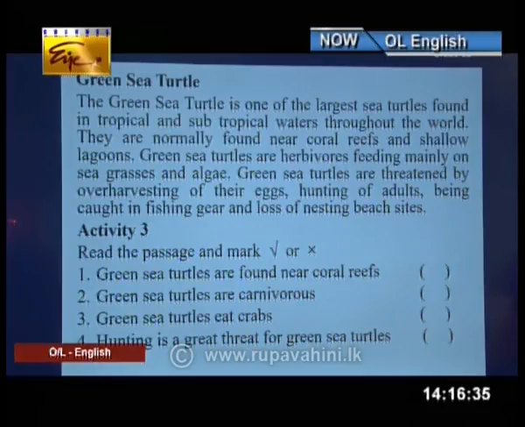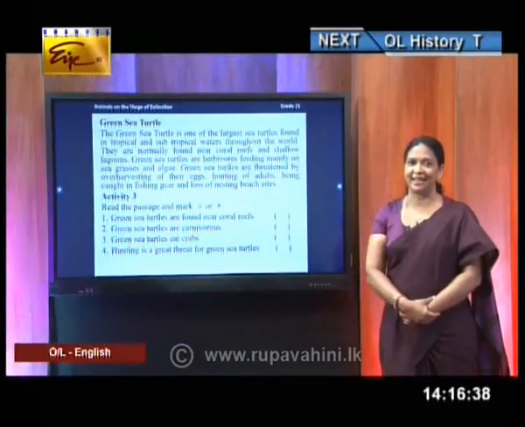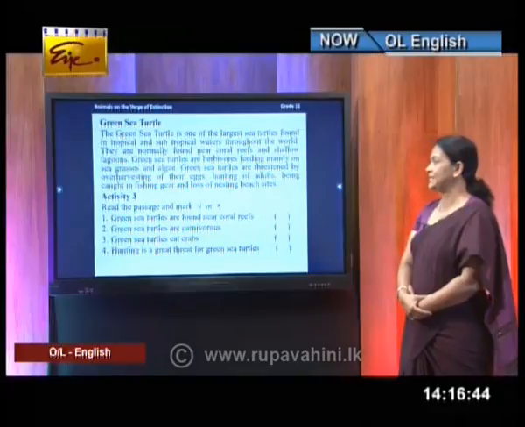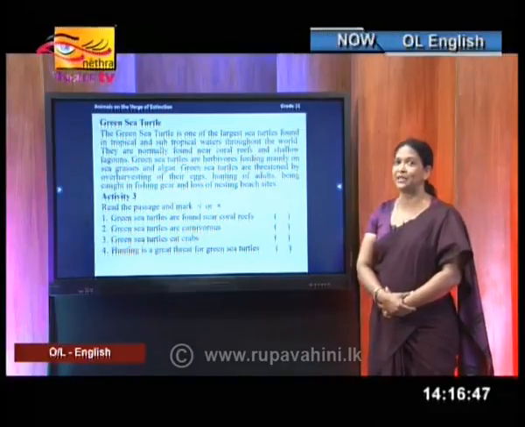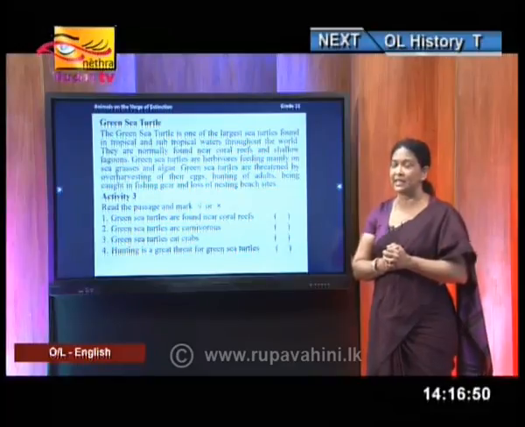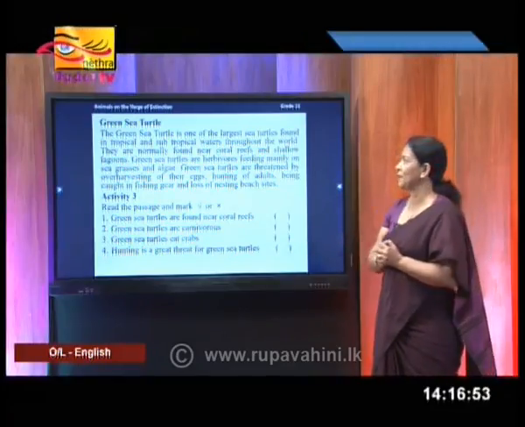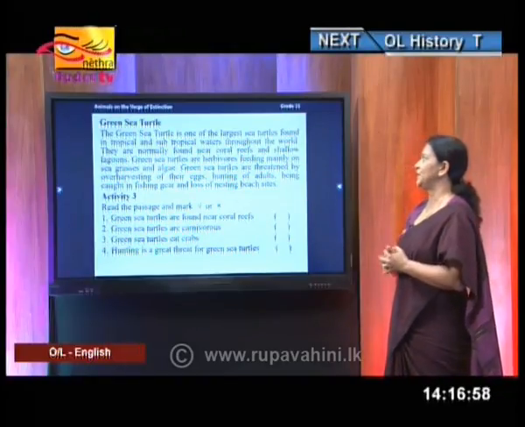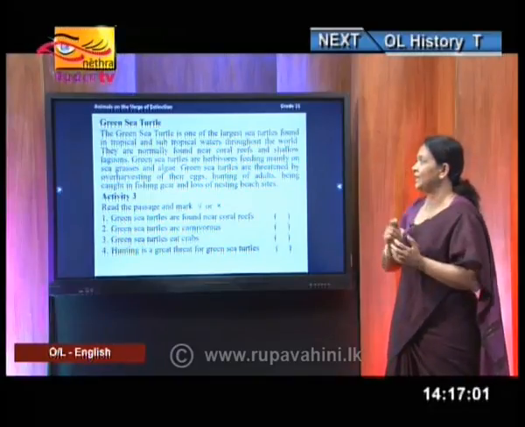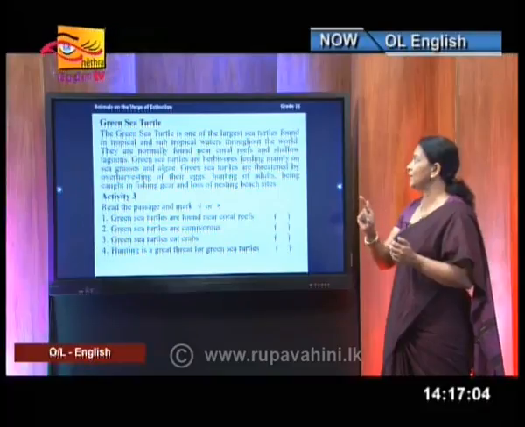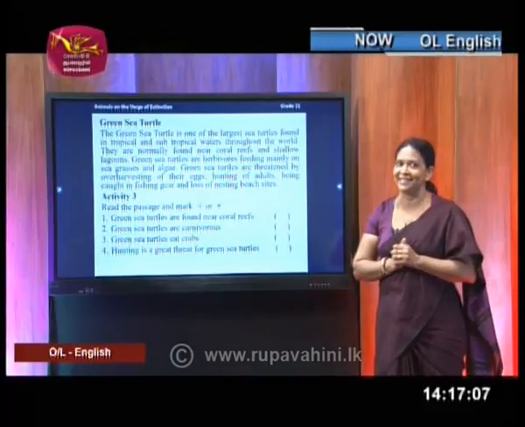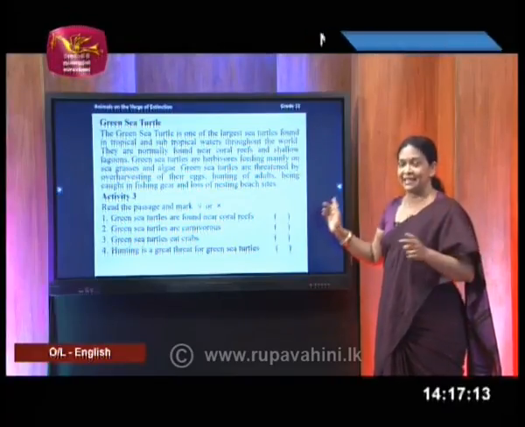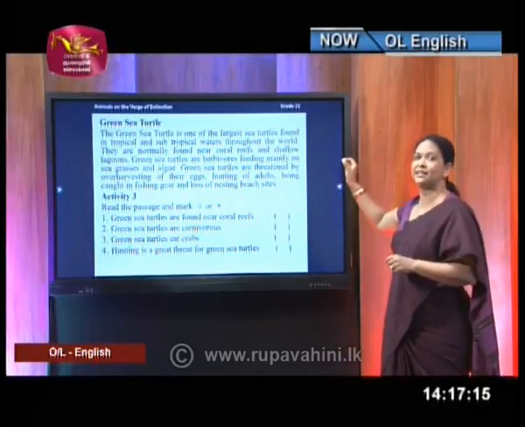All right, children, were you able to mark it correctly? Let me check now. The first one, green sea turtles are found near coral reefs. To find out whether the information is correct, I am going to read the text. The green sea turtle is one of the largest sea turtles found in tropical and subtropical waters throughout the world. They are normally found near coral reefs and shallow lagoons. So, what can you say about this statement? Very good, excellent. The statement is correct. So, you have to mark it correct.